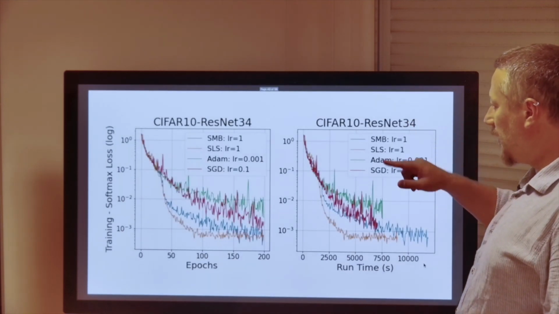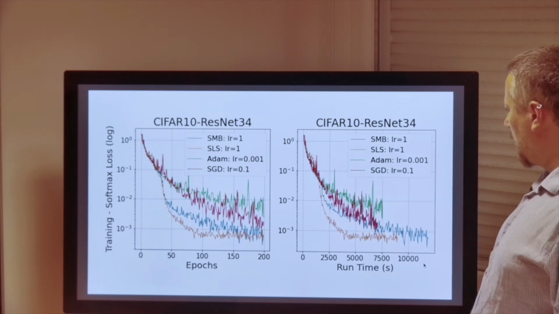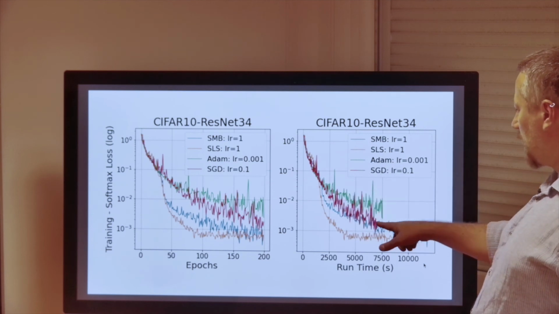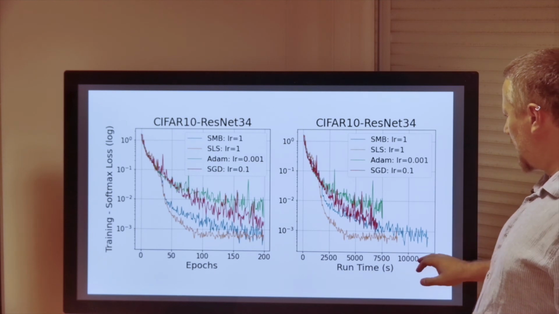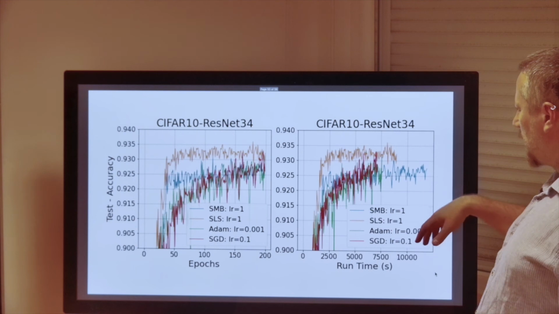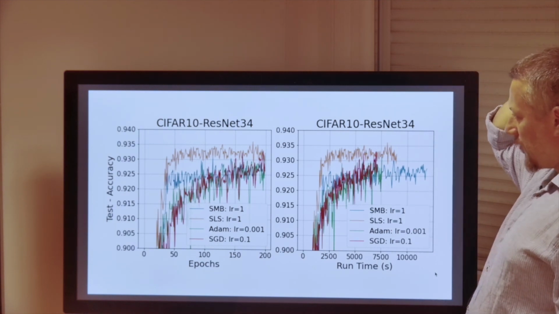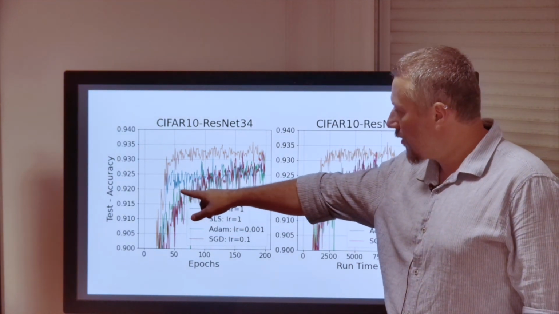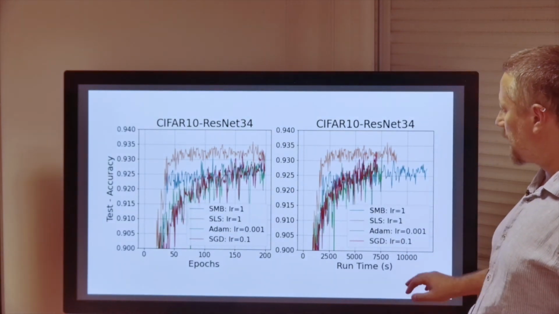In Spartan the picture changes and SLS performs better, as you can see. But SMB seems to be working better than SGD and ADAM in terms of runtime and epochs. And if you also look at test accuracy, it's again below SLS, but it converges to a good accuracy before SGD and ADAM do.